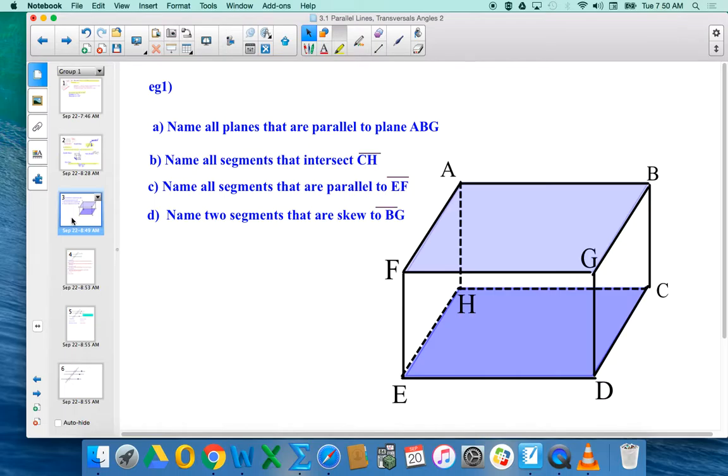I'll give y'all a minute to copy the box.